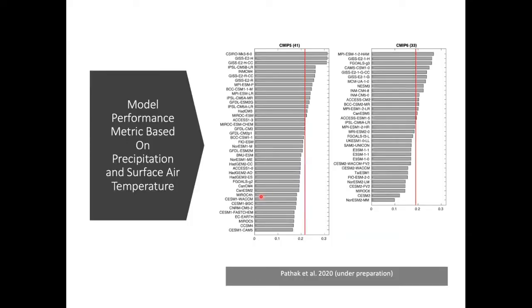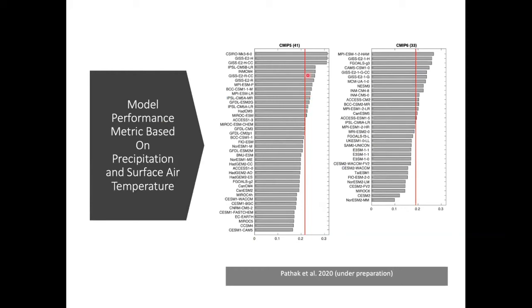So finally, there is this model performance metric which I'm showing here. It takes precipitation and surface air temperature over India, and then it computes an overall metric. The closer you are to zero, the better your model is. This is for CMIP5 models. We are using 41 models, and for CMIP6 models, we are using 33, but we have around 50-odd models. We are yet to look at all of them.